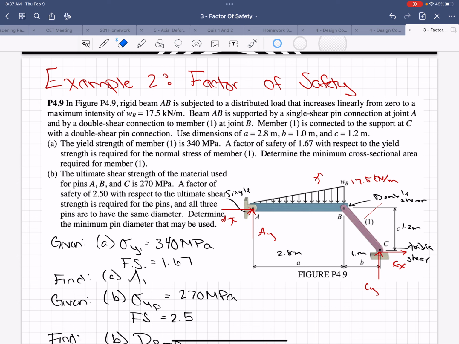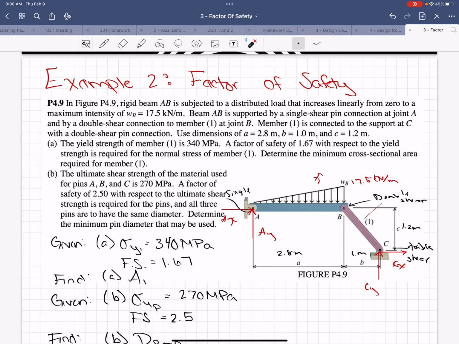Okay, so here is the example that I didn't finish. In class, we did all the statics, and then I didn't do the factor of safety part. So let's do that. So we have this rigid beam, AB. It has this linear distributed load. It's supported by single shear at A and a double shear connected at B, connecting to F1.